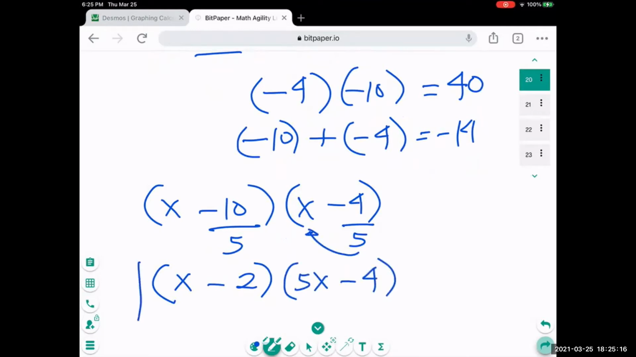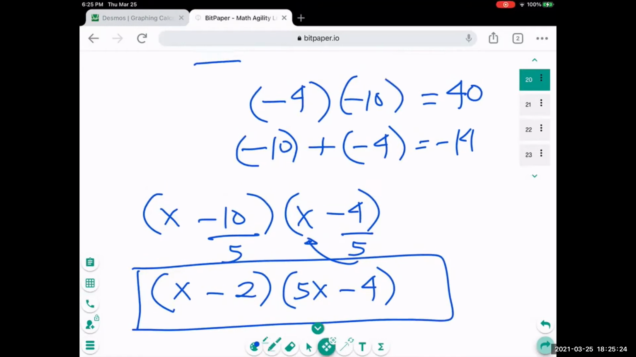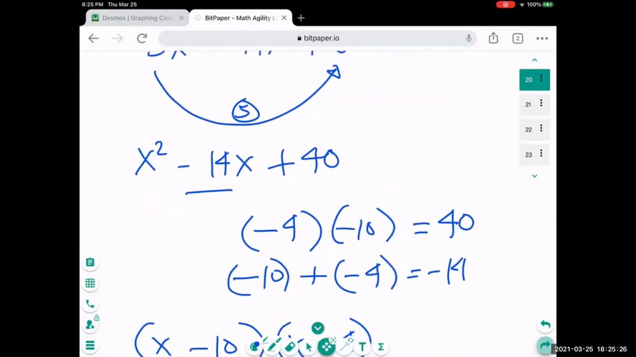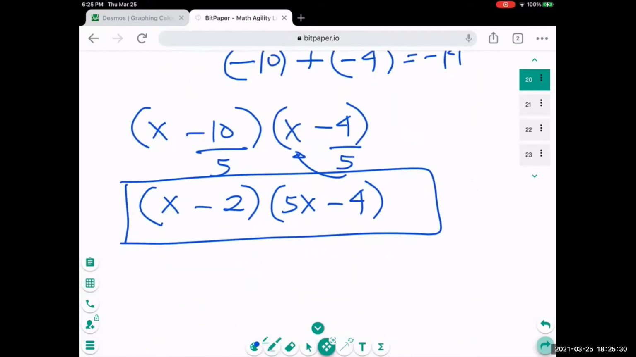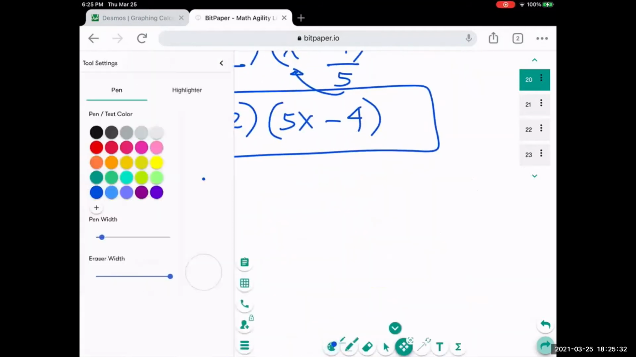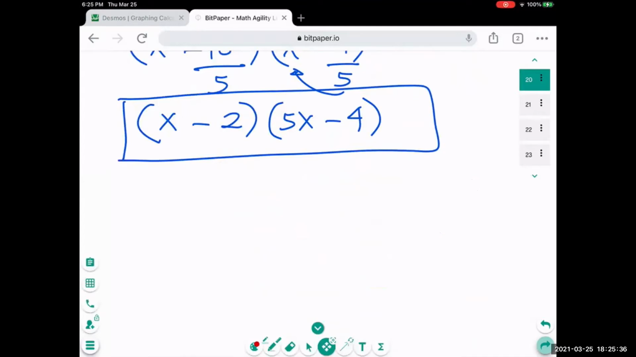So ito ang factor for our given trinomial 5x squared minus 14x plus 8. But paano natin i-check? So let's check, right? Let's try checking it. Kung yung sagot nating factor is correct, so let's check it.